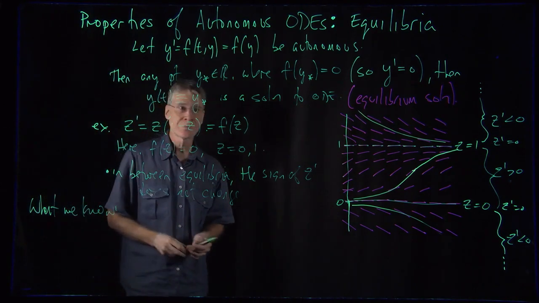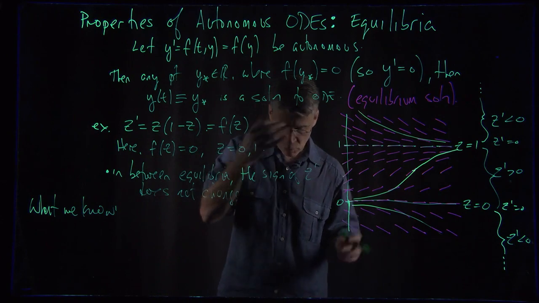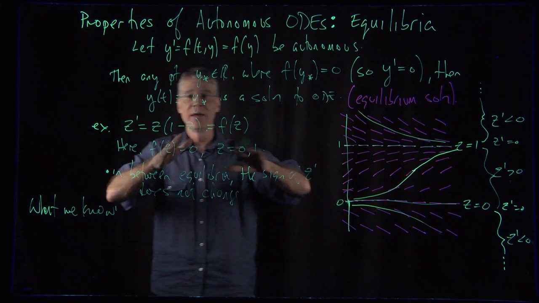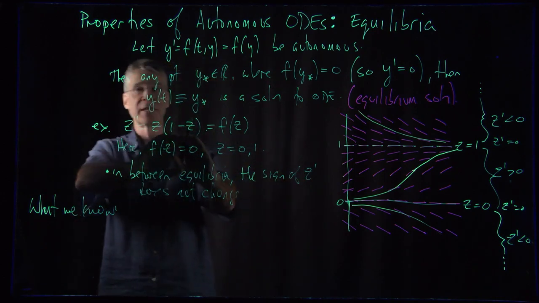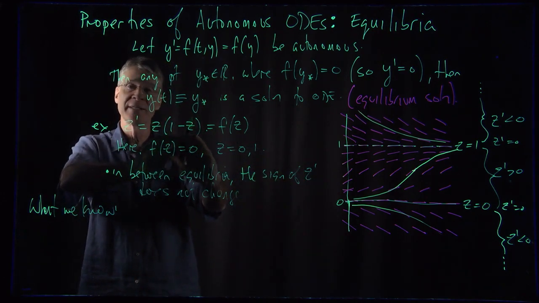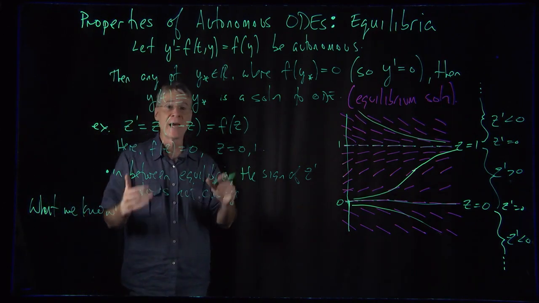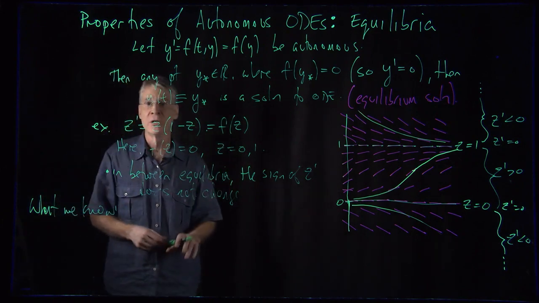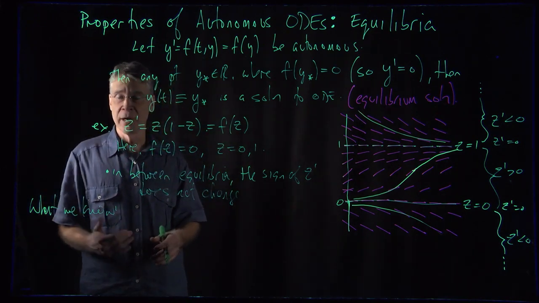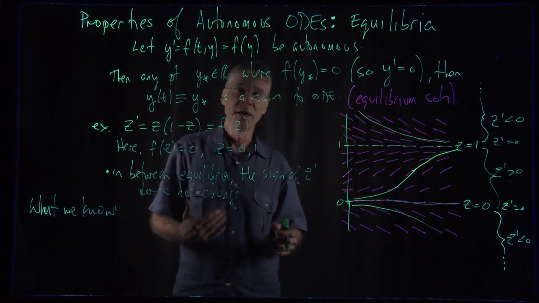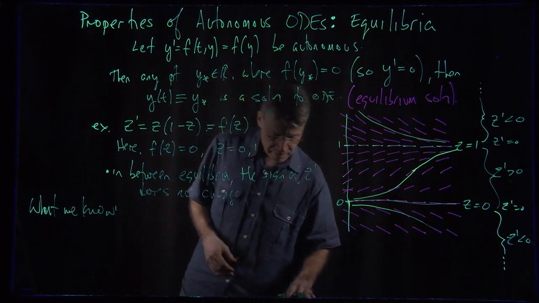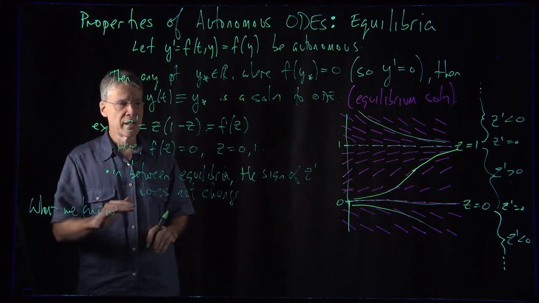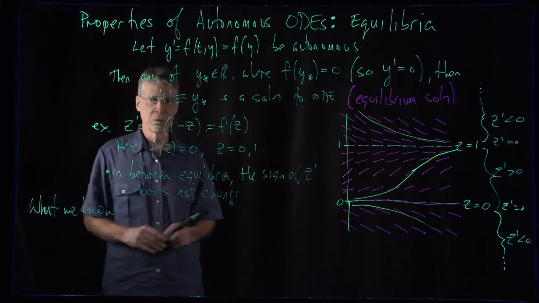What do we know? I'll go over it again in a minute. What we know is that solutions exist and are uniquely defined everywhere. We know this because of existence and uniqueness, and in this particular case, the right-hand side is a polynomial. So not only is f of z continuous everywhere, but its derivative, which is another polynomial, is continuous everywhere. So we know solutions exist and are unique on all of R. We know that the only equilibria are at z equals 0 and z equals 1.